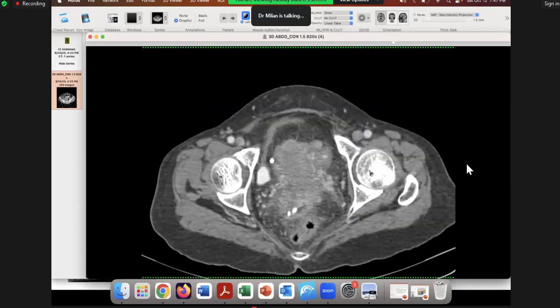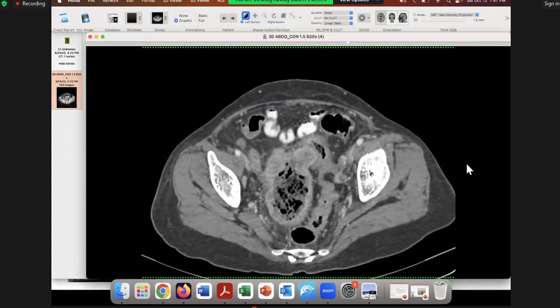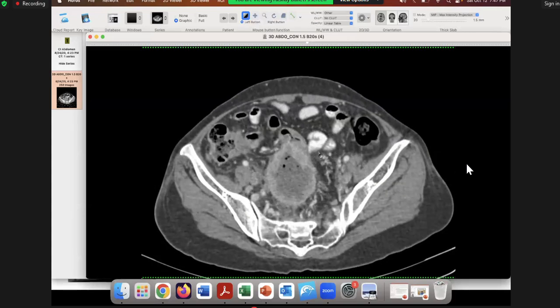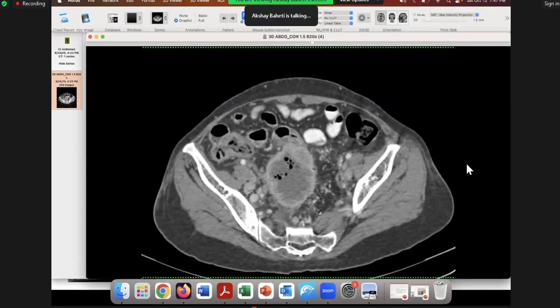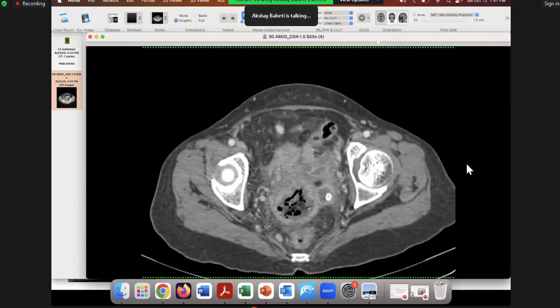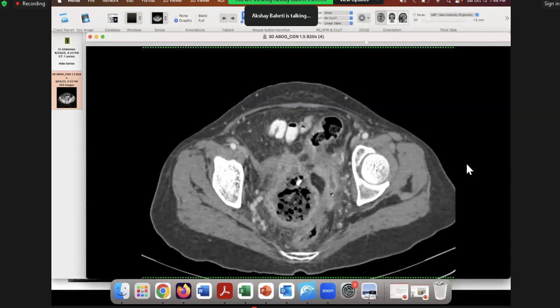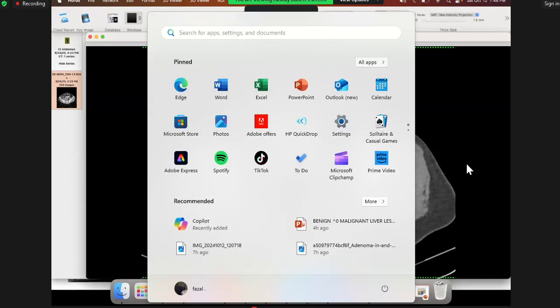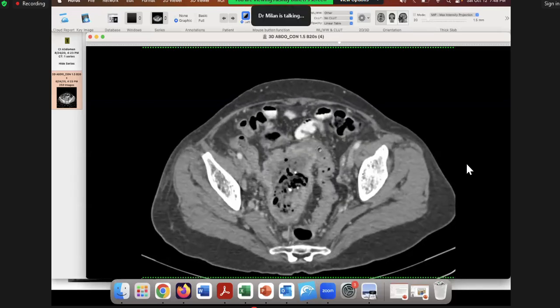There is irregular circumferential thickening of the sigmoid. Okay, so here's the rectum. You go up, up, up. Rectum, rectum, rectum. That's the sigmoid. You see the sigmoid? Yes, sir. You think it's thickened?